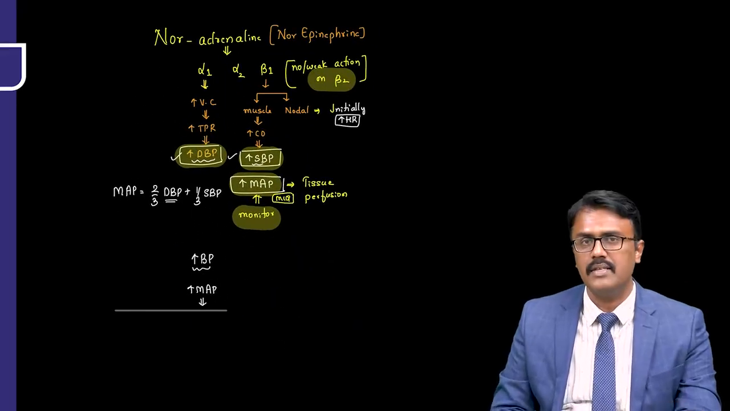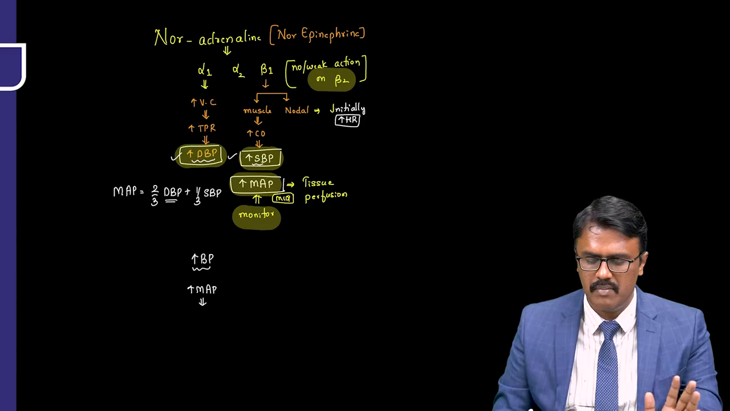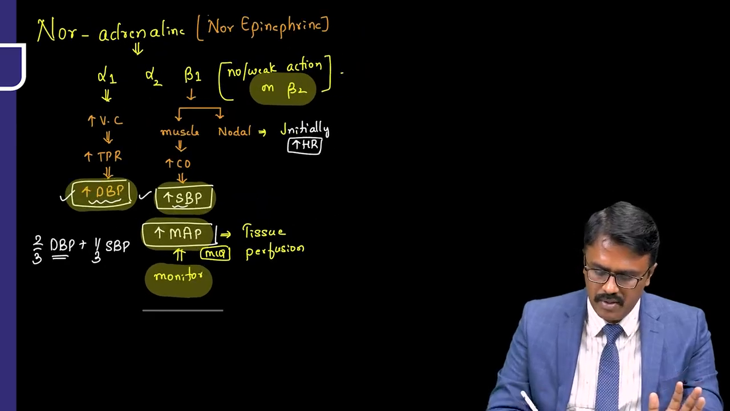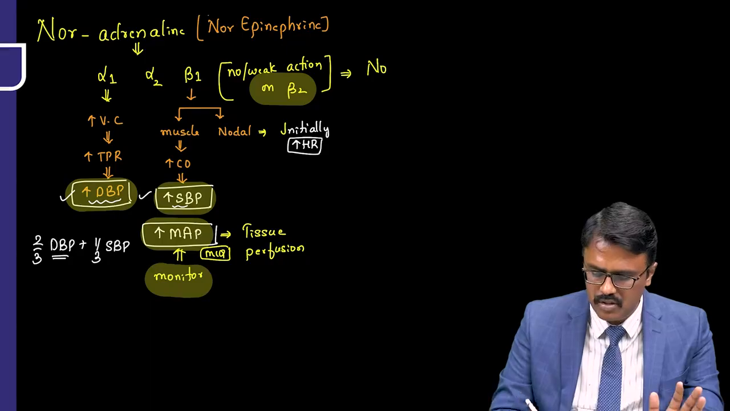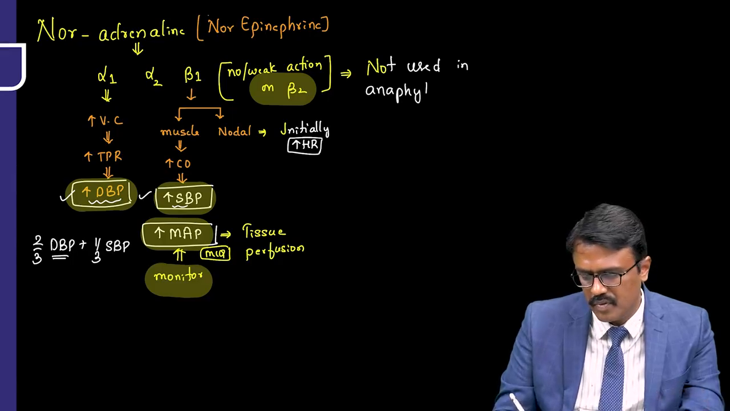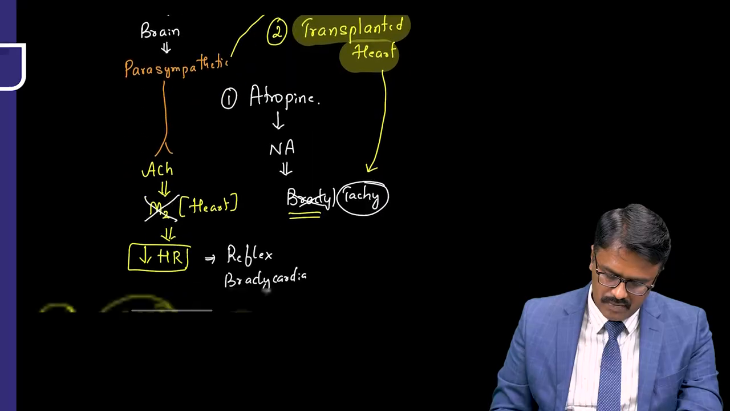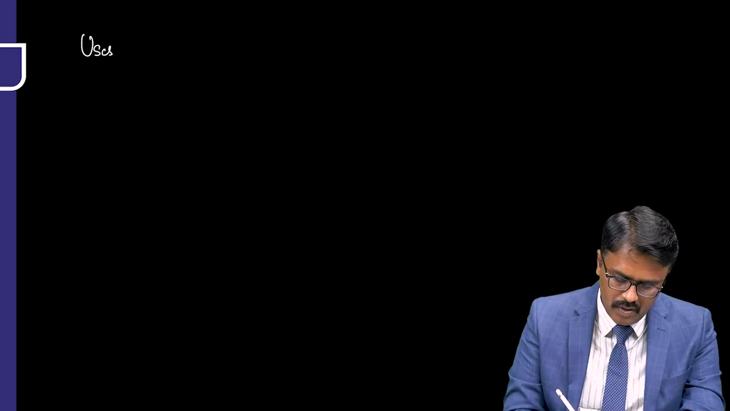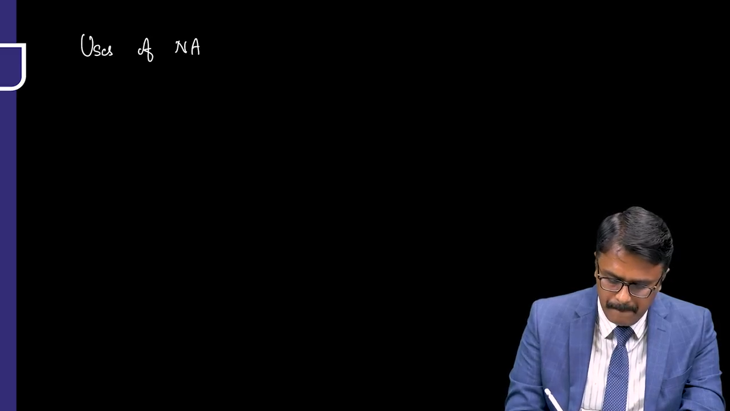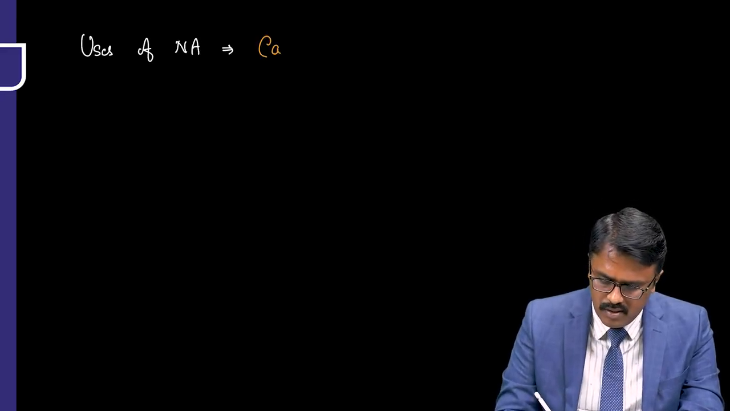The beautiful drug, the name is noradrenaline, also called norepinephrine. It acts on all the receptors. Remember, it has no or weak action on beta 2, so not used in which shock? Not used in anaphylactic shock. Okay, so once we understood this, then where to use noradrenaline? Uses of noradrenaline. Now, it is the vasopressor of choice in what shocks?